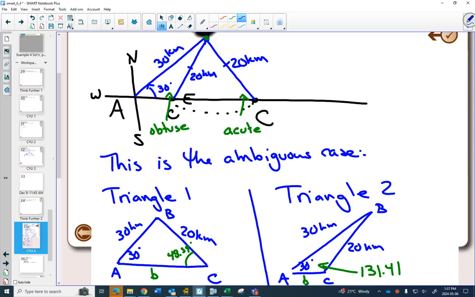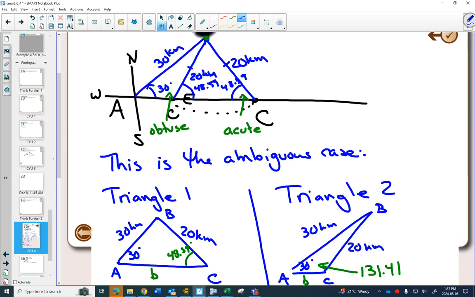Close. Equilateral has all three. Isosceles is the one that has exactly two. Technically, an equilateral triangle is an isosceles as well. But if you have an isosceles triangle, then this angle and this angle are the same. Well, we figured out this angle was 48.59, which would make this angle 48.59.